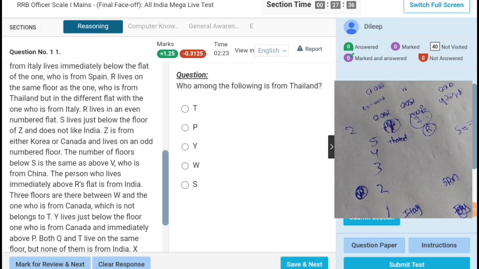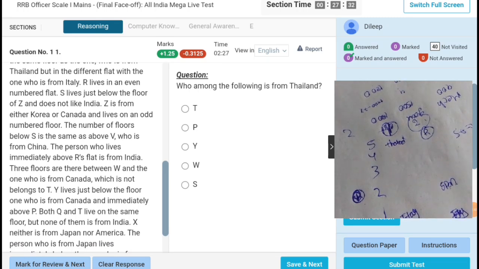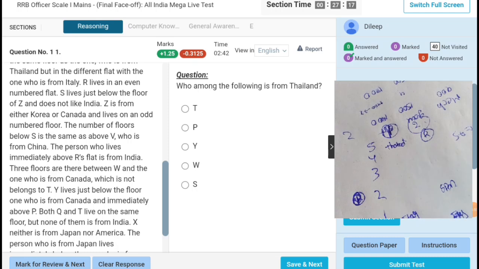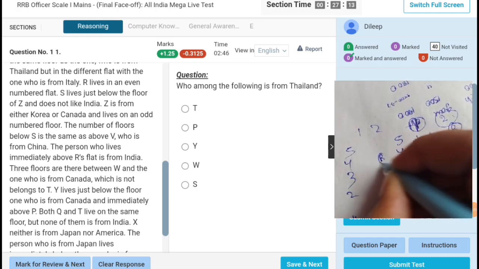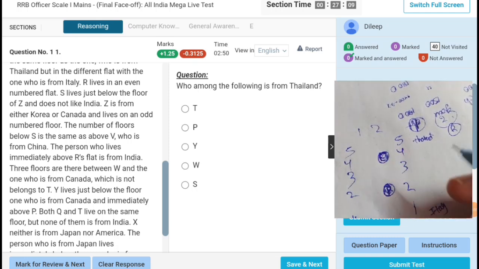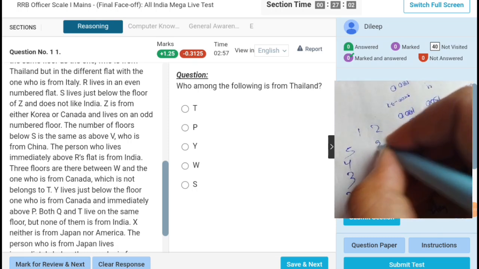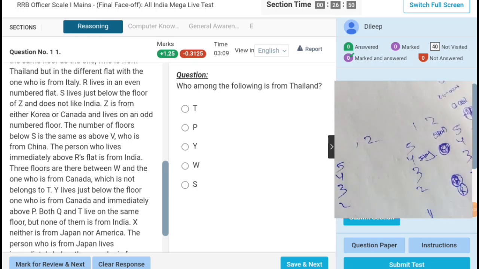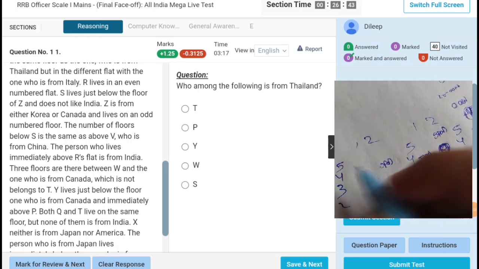Next, R lives in an even number flat. S is just below Japan. Z is from either Korea or Canada. The floor below S is the same as above V. The person who is immediately above R's flat. So I think the next possibility is R and Spain, Italy next. 5, 4, 3, 2, 1, 1, 2. Spain, Italy. Okay.